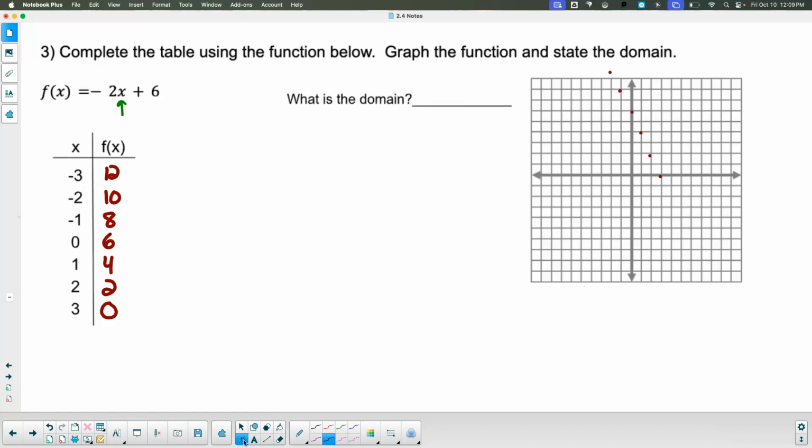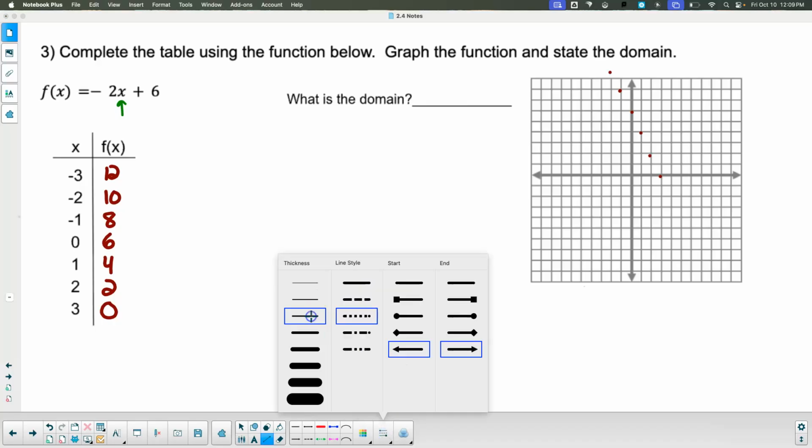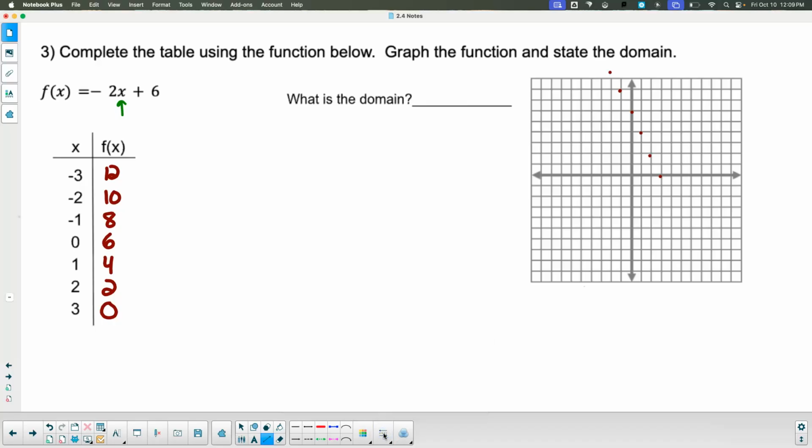Okay? So it makes a line. Oops, I should put my line in here first. If we connect our line all the way across our graph, we get this.